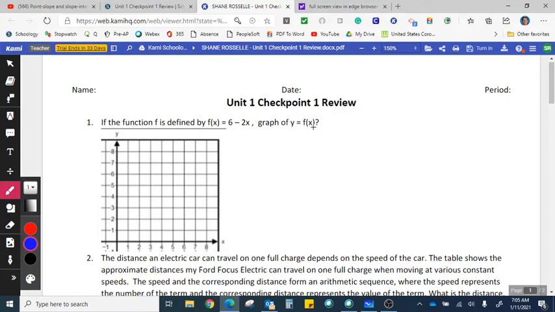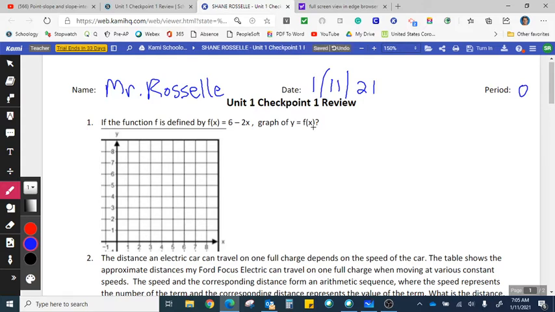I'm going to go ahead and write my name up here. Write today's date. And let's call it period 0.